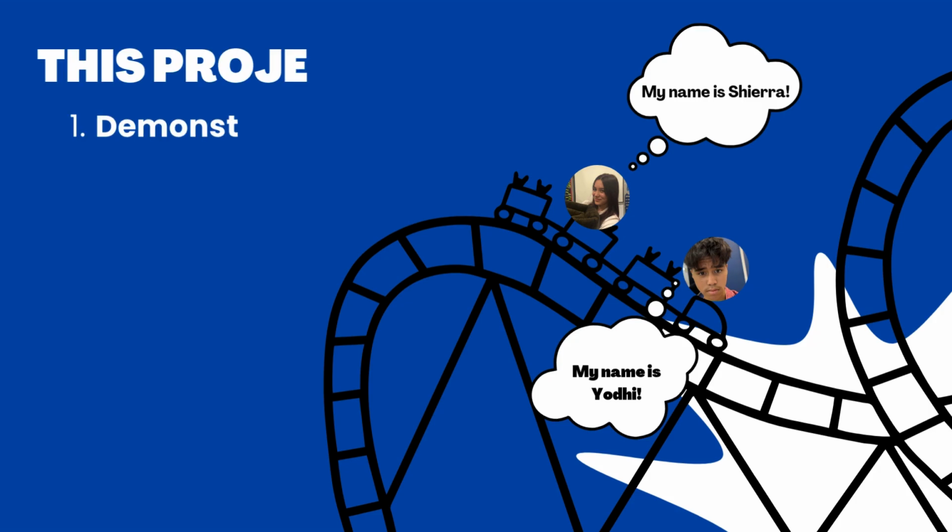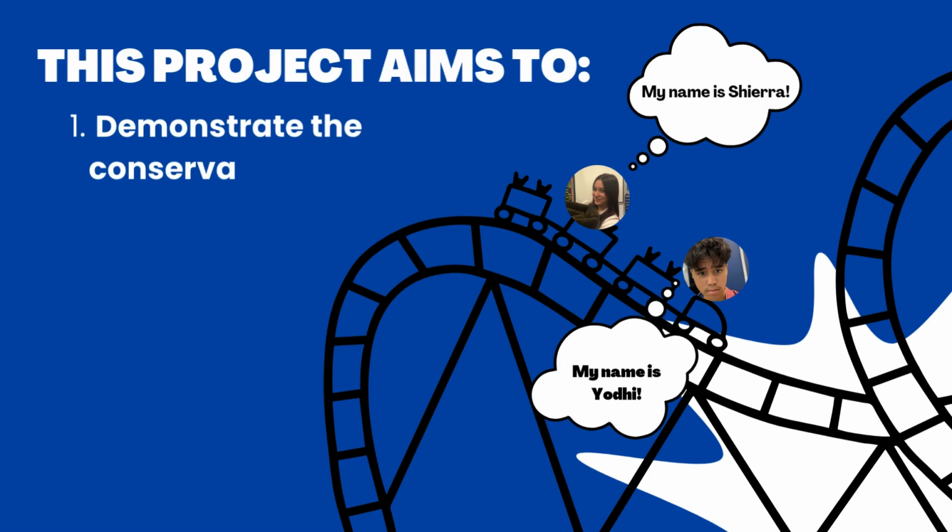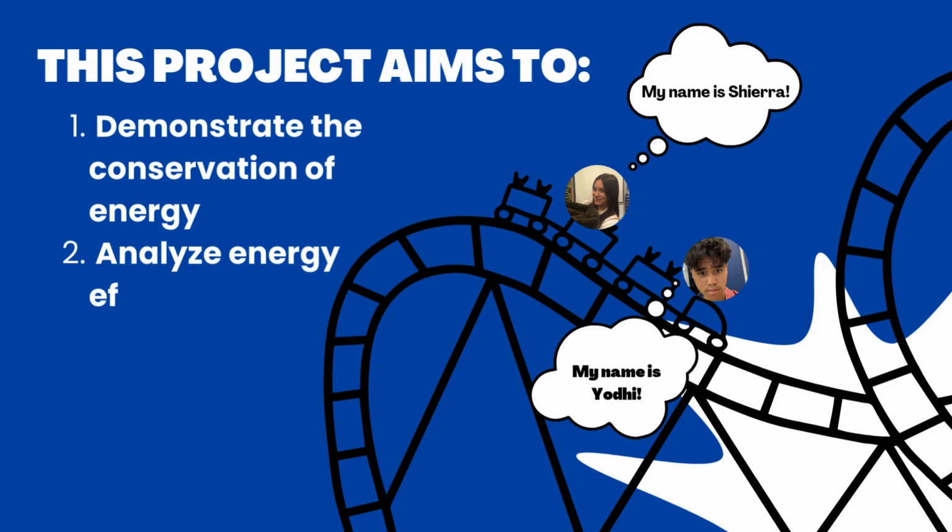This project aims to demonstrate the conservation of energy by seeing how much energy was lost based on our roller coaster, where we will be doing our calculations, and to analyze the energy efficiency by seeing how much energy was lost and identifying what we can do to avoid any loss of energy.